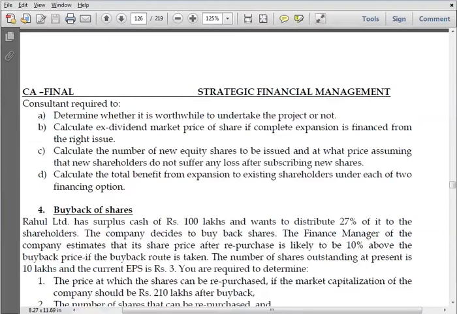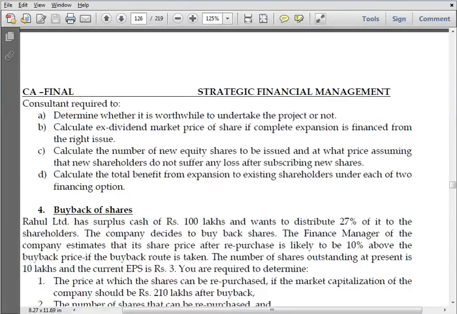Buyback reasons are, one, to prevent a hostile takeover if at all it is there. The predominant primary reason for a buyback is cash. You have cash available with you, you don't know what to do with the cash, you think let's give it to the shareholders, so you give the cash to the shareholders. Clear? Any doubts in this part?